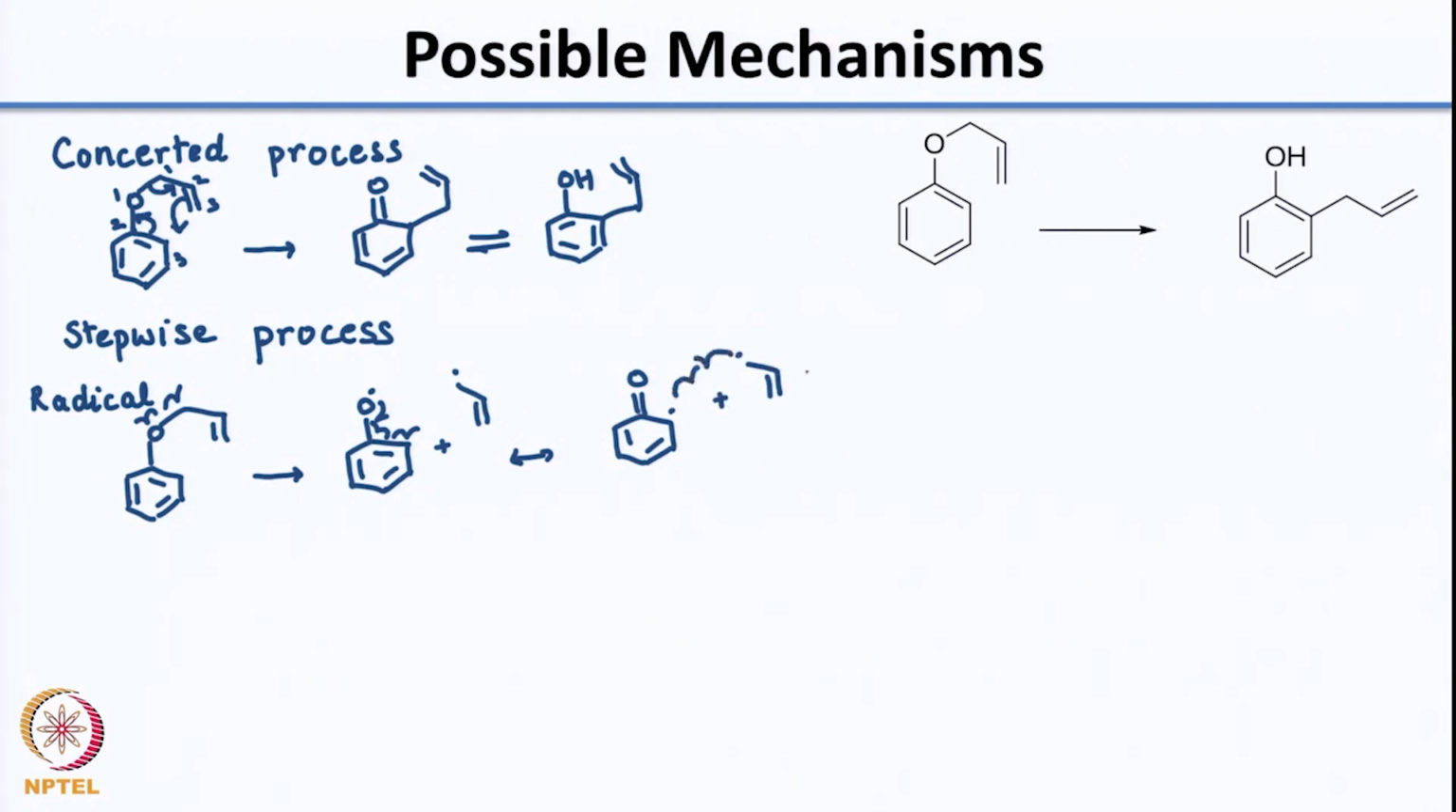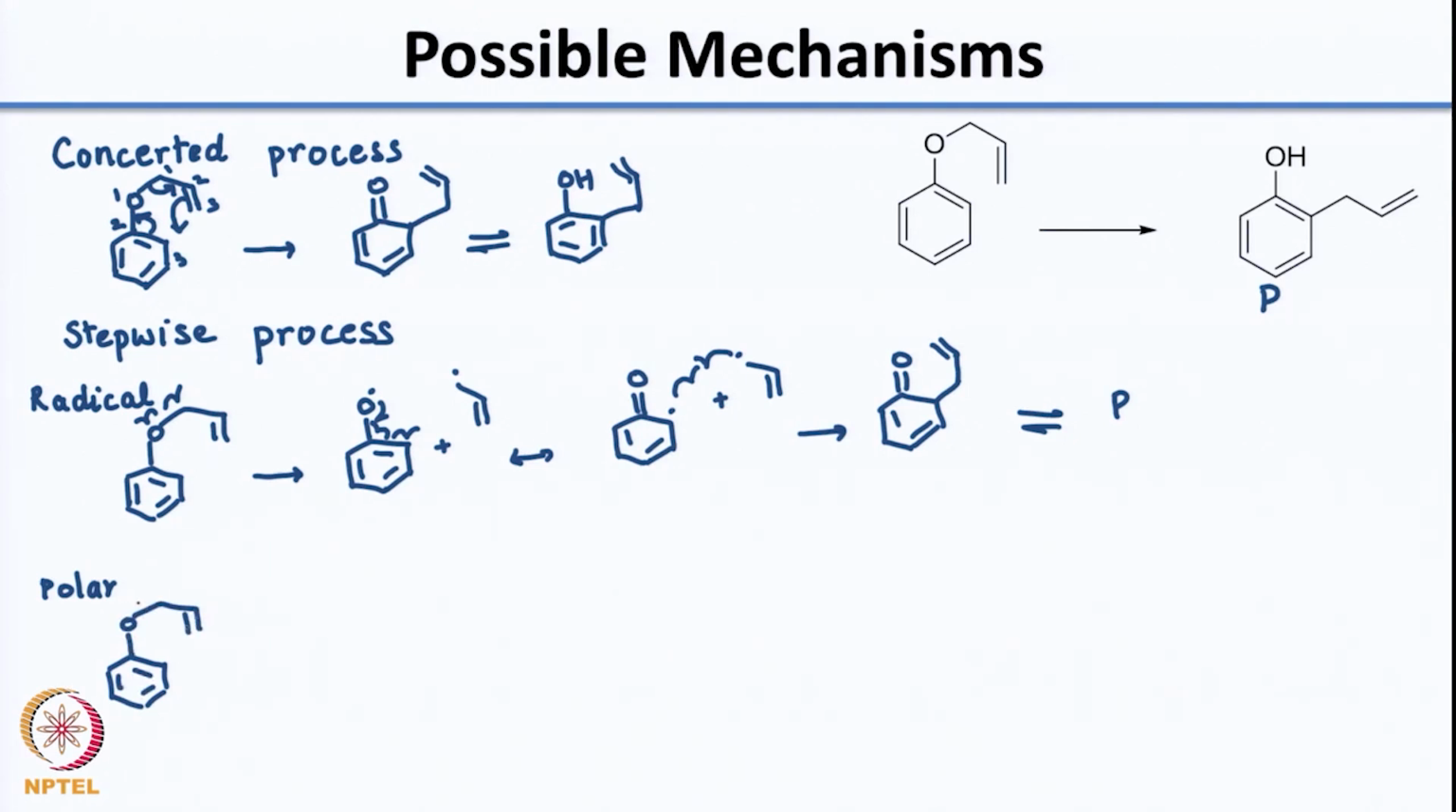The allyl radical can also rearrange to its other resonance form, and you will get this product, which again will tautomerize to give you the product, let us call it P. You can think of a polar mechanism, again a stepwise mechanism. Theoretically you can think of all of these pathways.